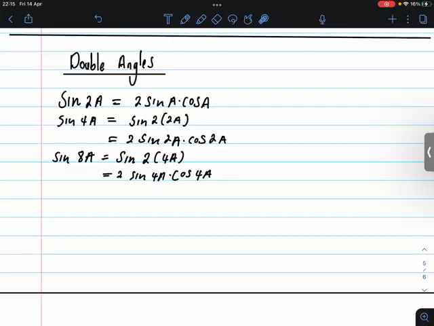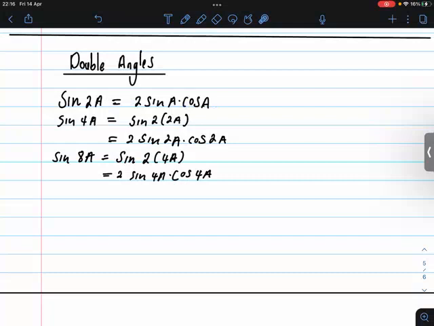Are you happy? Yes, sir. So you don't say 8 sine 8 cos 8. It doesn't work like that. And we're gonna prove this. Don't worry, I'm gonna show you how this is proven.